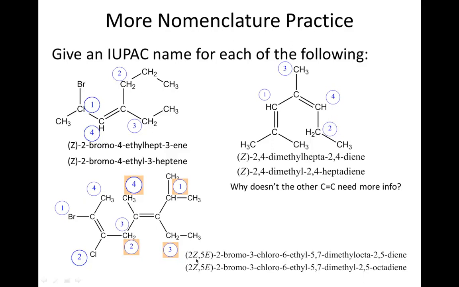And so we know which one is E and which one is Z. Now we need to add a number with the letter for each one so we know which one is which. You can't just put ZE or whatever out here. You have to put the number of the double bond to make it clear. So this one has a fairly lengthy name because of all the stuff that's hanging off of it. But that's how you treat that, and we again have a diene, so we've got that inside of the word here.